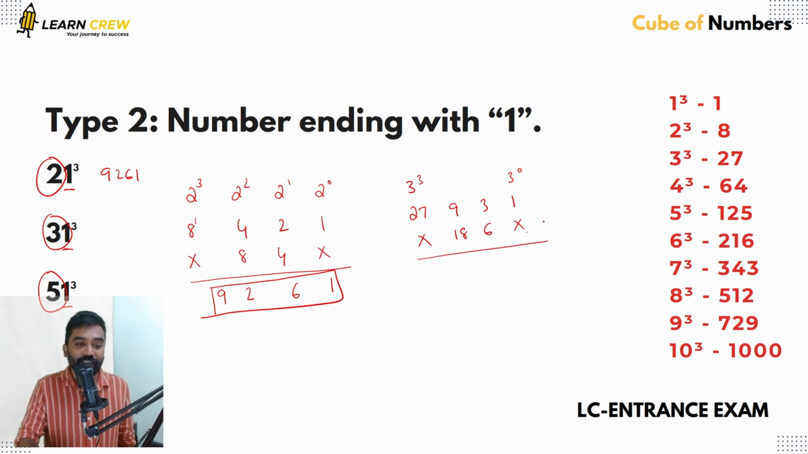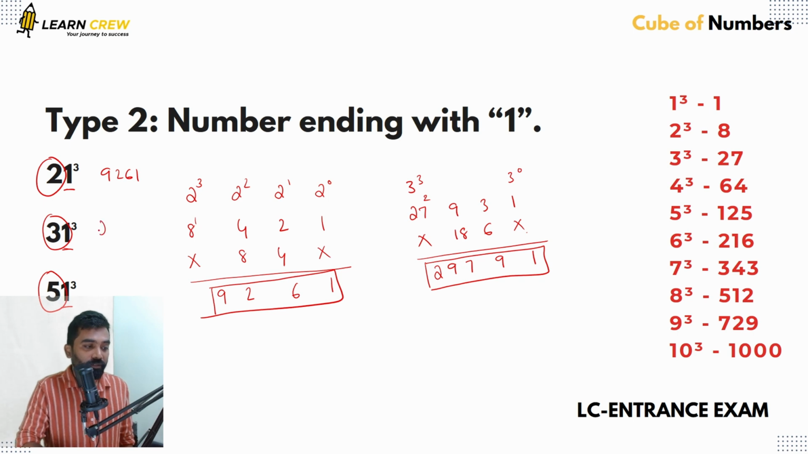Fine. Now, this becomes 1, 6 plus 3 is 9, 18 plus 9 is 27, 7, 2, this becomes 29, this becomes 2, 9, 7, 9, 1. This becomes your answer. 29,791. Check it out if you have doubt.